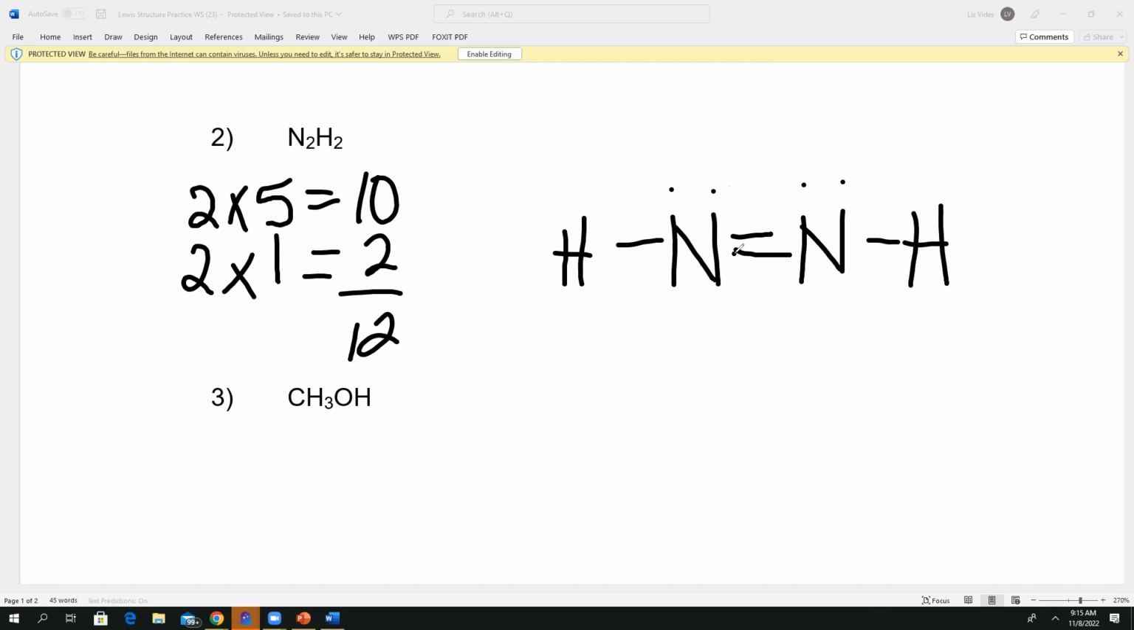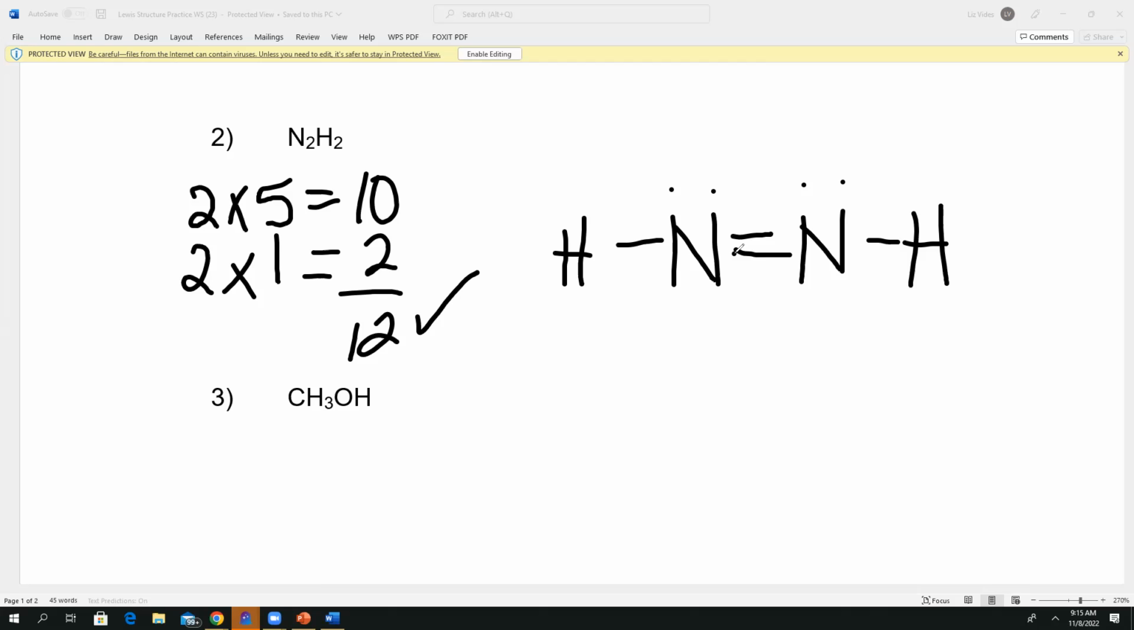How do we know we need a double bond? Because if we count them now, we have used 12. 4 from bonds, right? So 4 times 2 is 8, and then 4 more from lone pairs. So 8 plus 4 is 12. So it checks. And that is the correct Lewis structure.